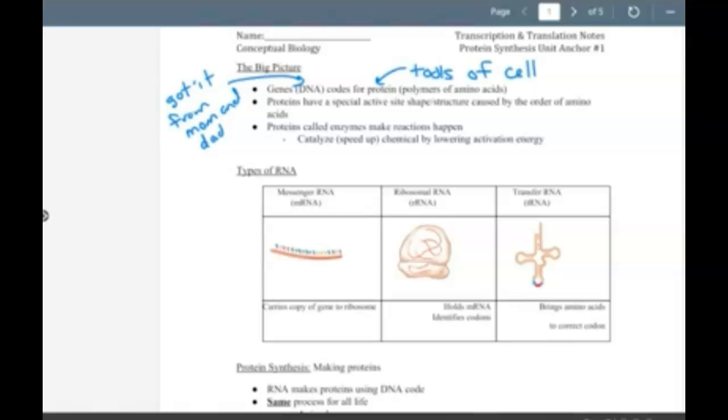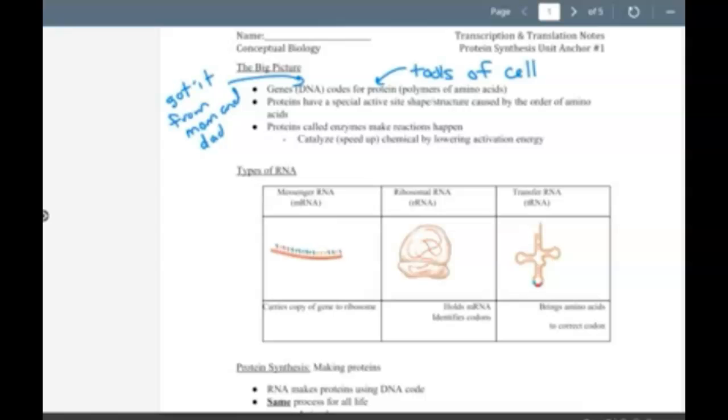Remember, proteins have a very special shape or structure that's determined by the order of the amino acids. Depending on the order of the amino acids, you get different shapes of tools. And then remember, proteins that are called enzymes make reactions happen. They speed up reactions by lowering the activation energy.